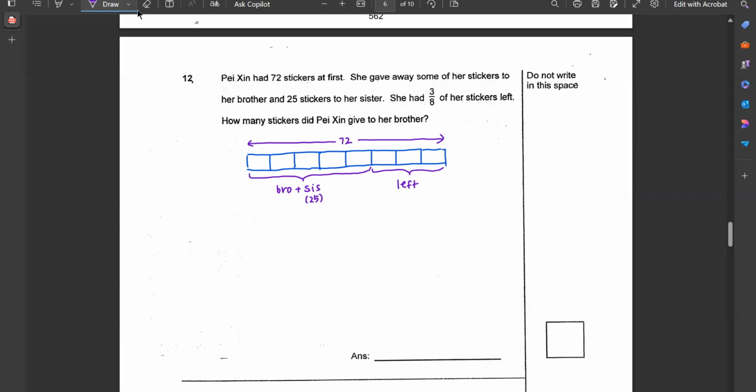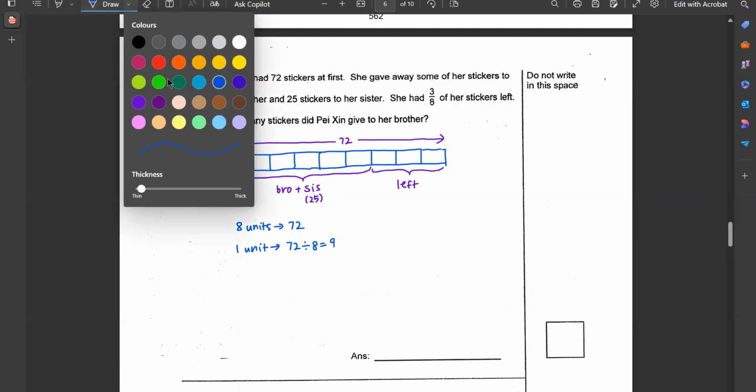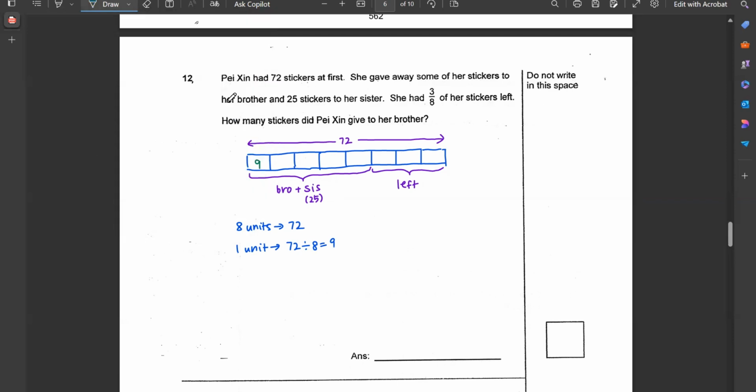Now, can you see you can easily begin solving, because you can easily find out how many units is the 72. All your 8 units is your 72. So there you go, that's your very first starting step: 8 units is 72. Of course, I work out 1 unit. 1 unit is 72 divided by 8, which is 9. So every unit is 9. If you want, you can annotate back into the model: 9 per unit like that.